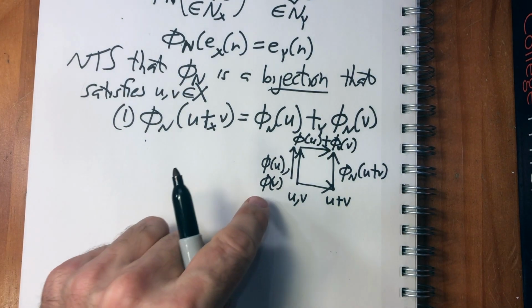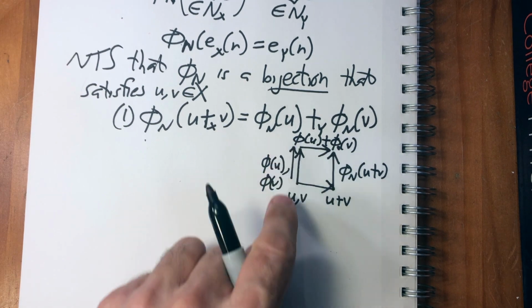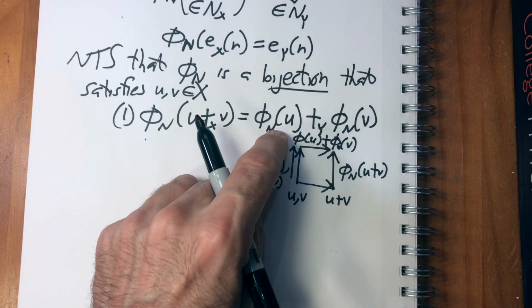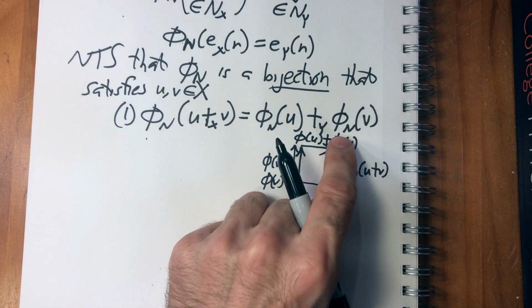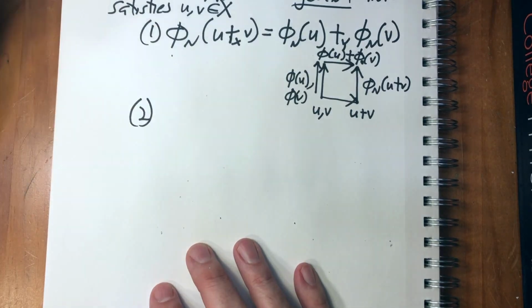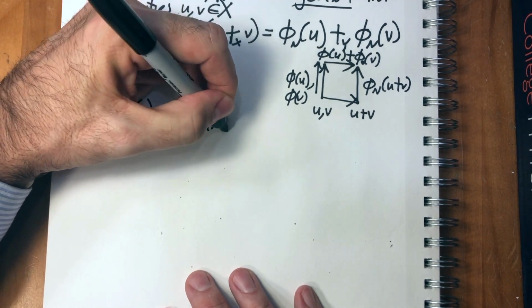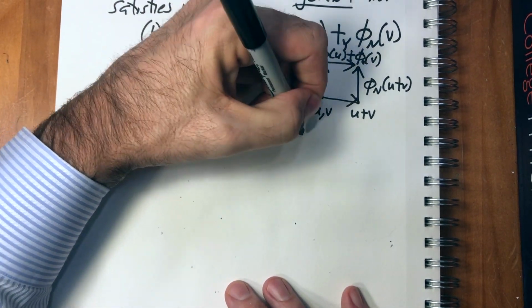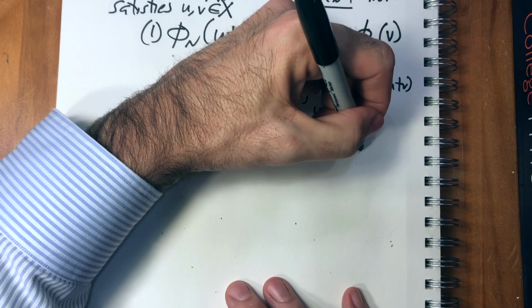And the point is that if you start here, no matter which direction you go, if you map to y first, then add, or you add first and then map to y, you'll end up with the same number in y. Number 2, so phi of u times in x v equals phi of u times phi of v.